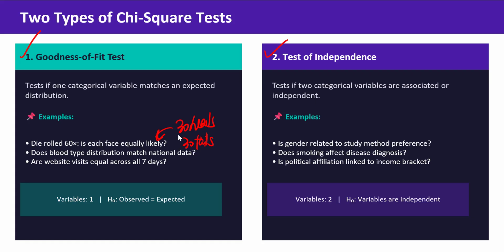Also, does blood type distribution match the national data? Another example could be website visits being equal across all seven days, from Monday to Sunday. For the goodness of fit test, H0, the null hypothesis, is that the observed frequency equals the expected frequency, and H1 is that the observed is not equal to the expected. As you can see, because of the not equal to, we are looking at a two-tail test.